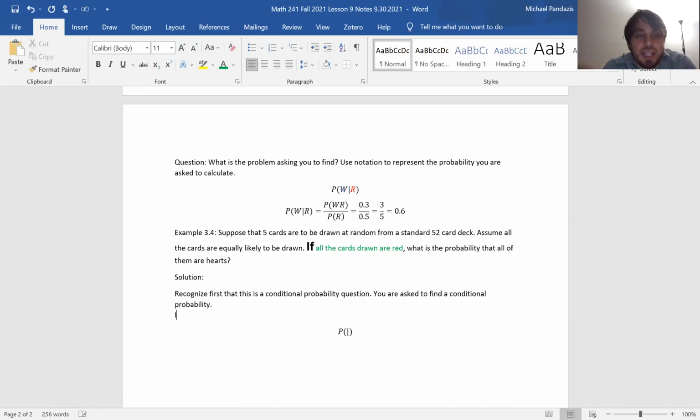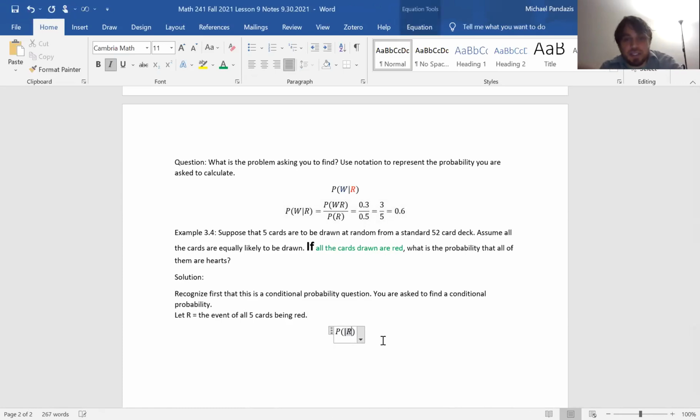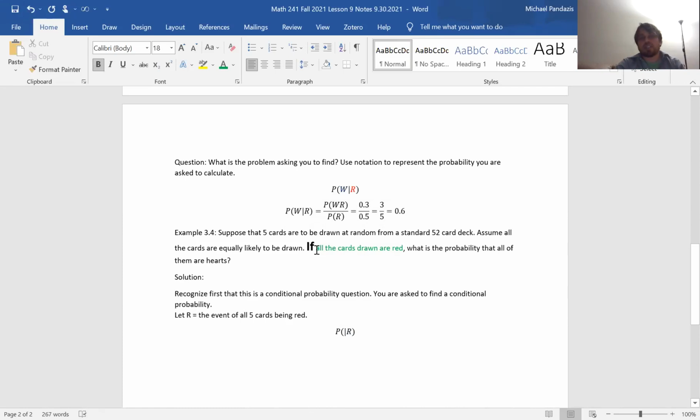So let capital R equal the event of all 5 cards being red. Then R is the given event in your conditional probability. It's what's to the right of that vertical line because it's the event after the word if. It says if all the cards drawn are red, and R is the event of all 5 cards being red. And then it says what is the probability that all of them are hearts.